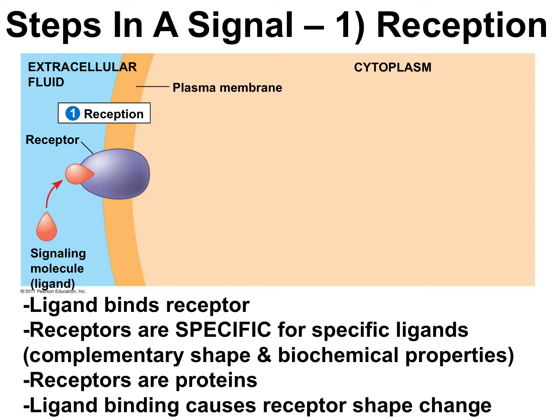Now, interestingly, this interaction between the ligand and the receptor is specific, meaning that each ligand has its own specific matching receptor. And not only do the ligand and receptor shapes fit together in a complementary fashion, but the biochemistry between the two has to be complementary as well. Anyway, ligand binding to the receptor causes a shape change in the receptor protein that triggers the next step in the process.